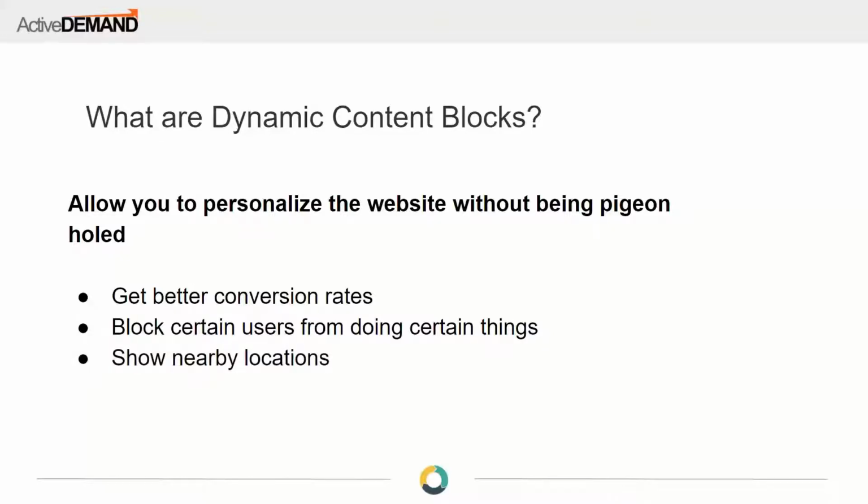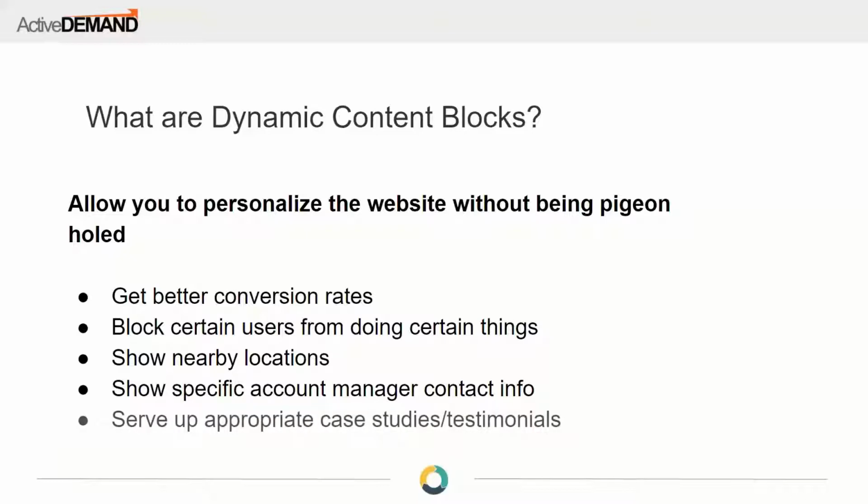Show nearby locations. So if we can detect where that prospect is, why don't we show them the locations that are closest to them? Or if they're a customer of ours, why don't we show them their account manager contact info? That can be very interesting to show as well. Or this is a big one for websites. Serve up appropriate case studies or testimonials.